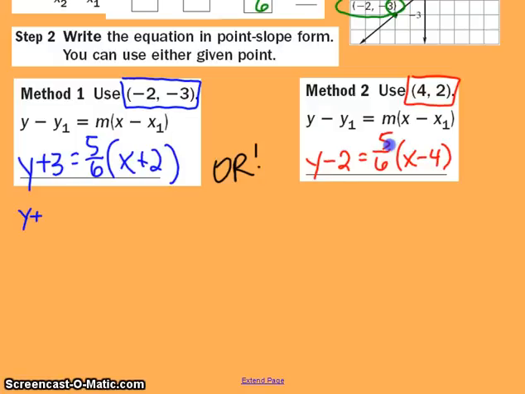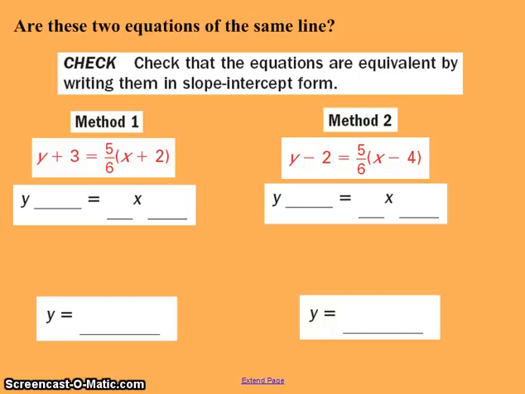If I take these equations and put them in slope-intercept form, I can actually prove that they are the exact same equation. I'm going to do that on the next slide so I have more room to work. This is part of your notes as well. But I would start by doing the distributing. Y plus 3 equals 5/6 x, and I've got to take 5/6 times 2, and that would give me 10/6, which is 5/3.